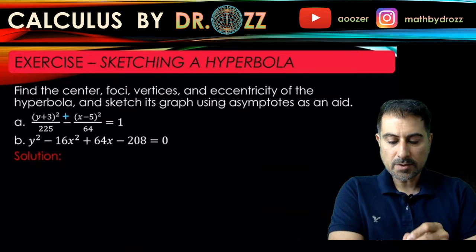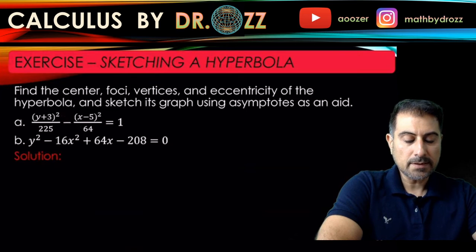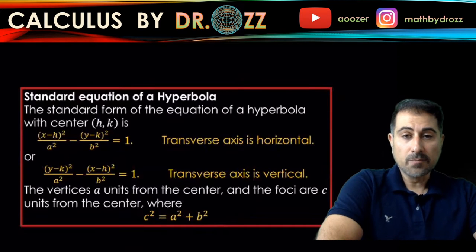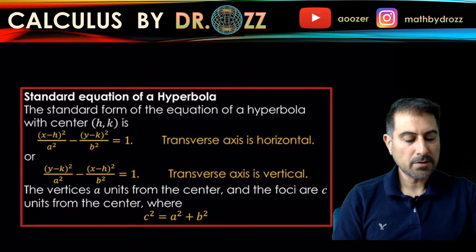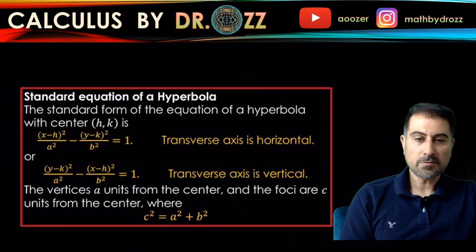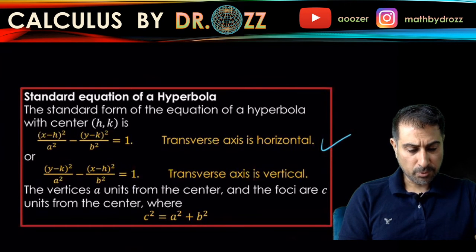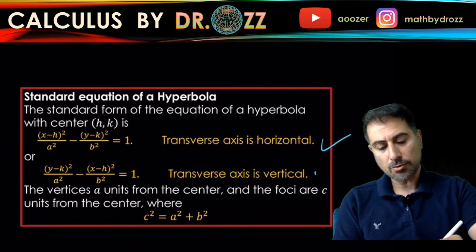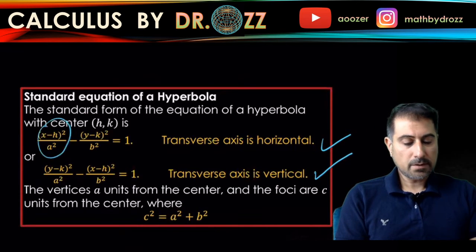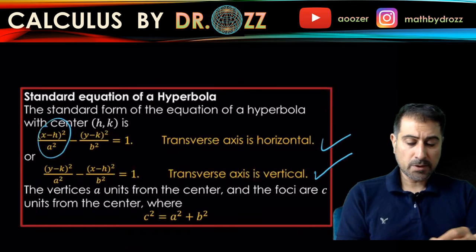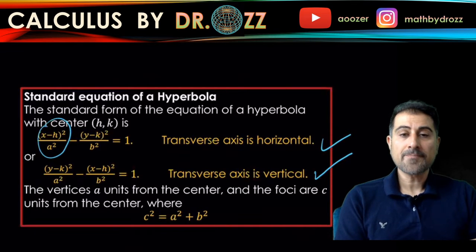Okay, so let's go back and revisit the standard equations of a hyperbola. We have two different kinds. In one case, we have the transverse axis horizontal. That's our first case here. And in the second case, we have the transverse axis vertical. The difference is that when you have the horizontal transverse axis, the x term comes before the y term. And once the transverse axis is vertical, the y term comes before the x term, okay?